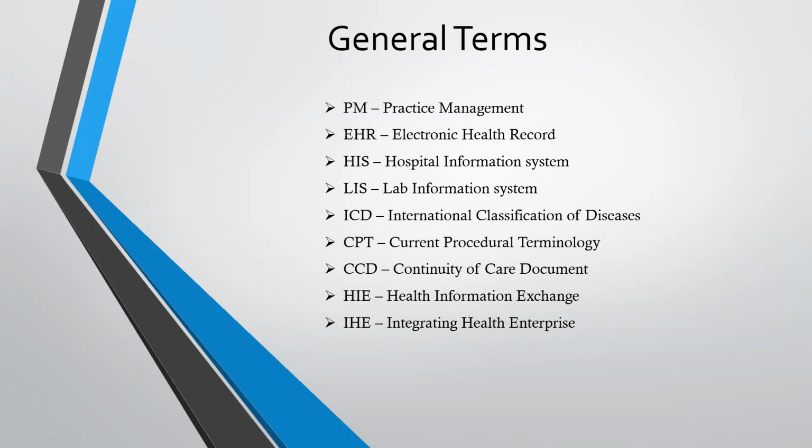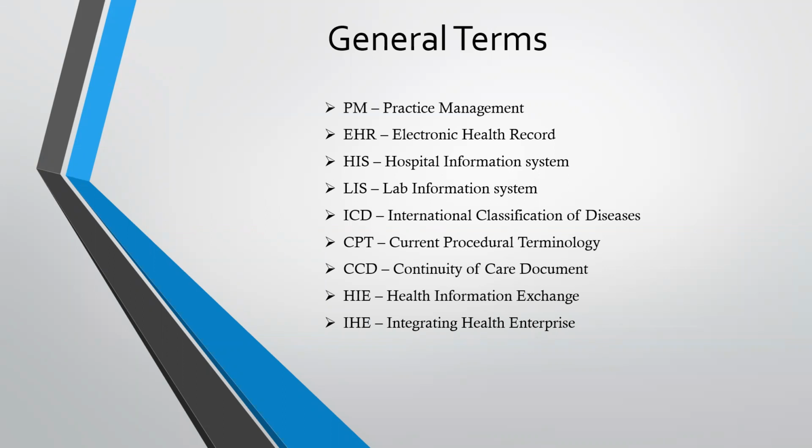Next, we have HIS, which is Hospital Information System, or you can call it HIMS or HMIS, Hospital Management Information System or Hospital Information Management System. They call it by various names. This HIS is a combined module of both PM and EHR. We will take a look at what HIS is later, and how it is used, in the upcoming sessions. And then we have LIS, which is Lab Information System. It is an application used by the laboratory people to manage orders and results.